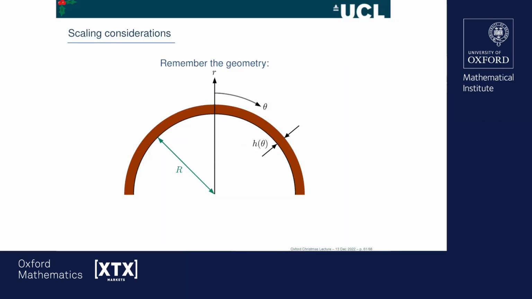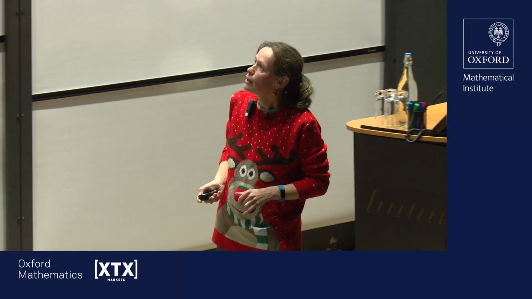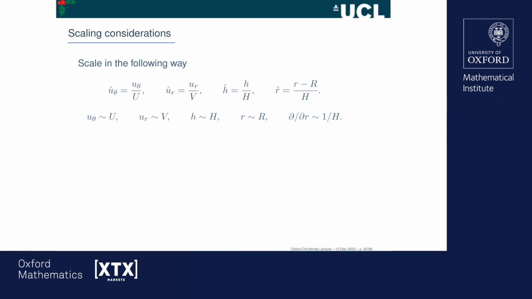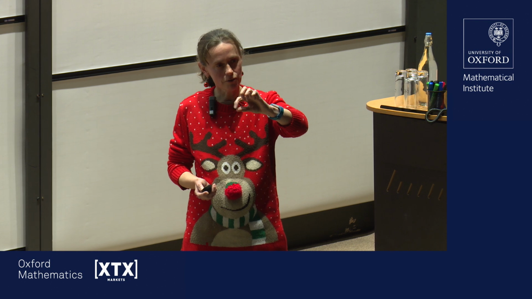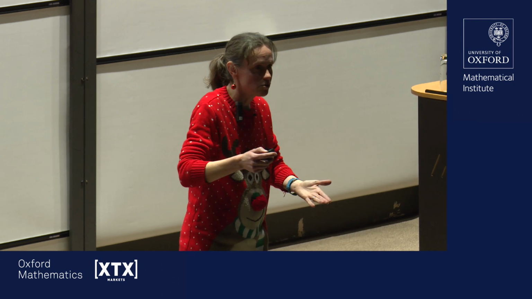So here's my geometry. I've got a big radius and a small chocolate depth. And I think we can all agree that not just on this slide, but in reality on the chocolate fountain, the thickness of the chocolate is much smaller than the size of the thing it's flowing over. That's going to be what I use. So let's scale the velocities along with capital U, the velocities up and down within the film by capital V, distances within the film I'll scale by the film height, and radiuses I'll scale by the big radius.